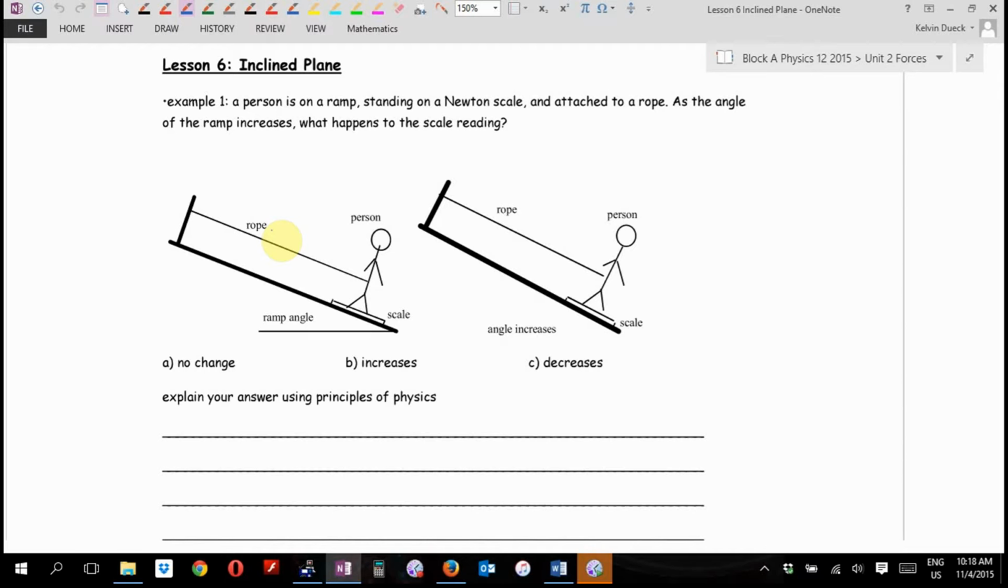Leonard. C. Decreases? Yeah. Convince me. Because he's attached to the rope, and when the angle is getting bigger and bigger, he's getting caught by the rope and not anymore standing on the scale. And when you have 90 degrees, he's hanging. Your explanation is right. Yeah. Too much writing. So first of all, it does decrease.